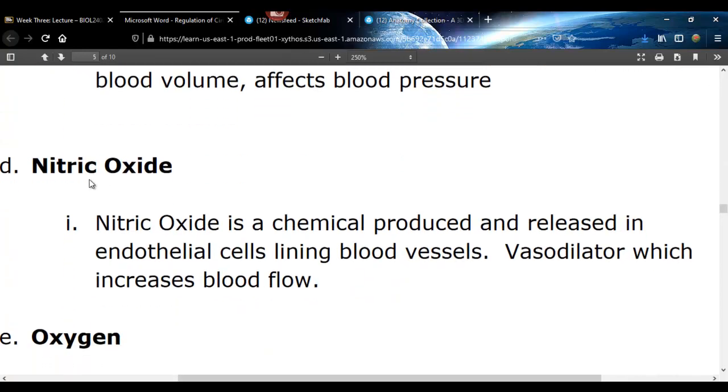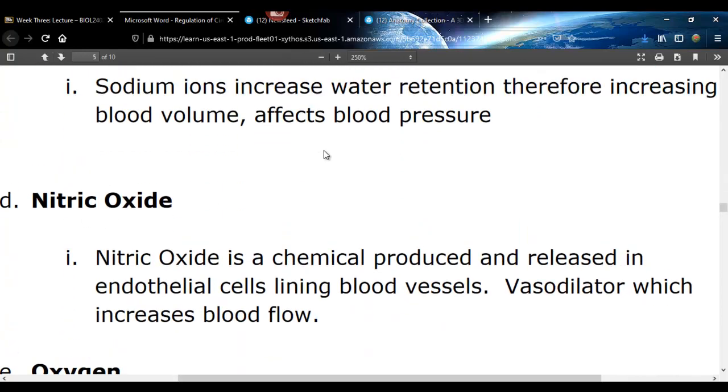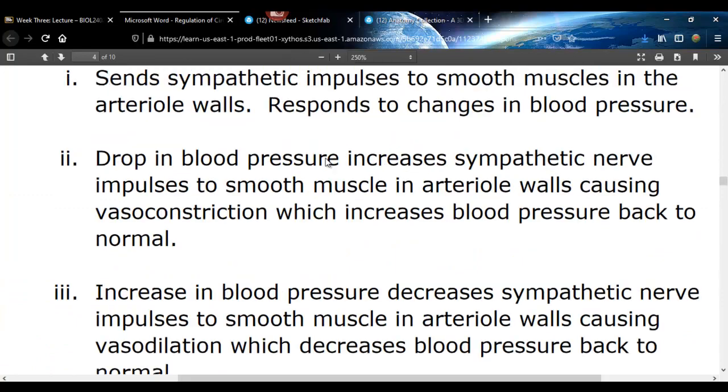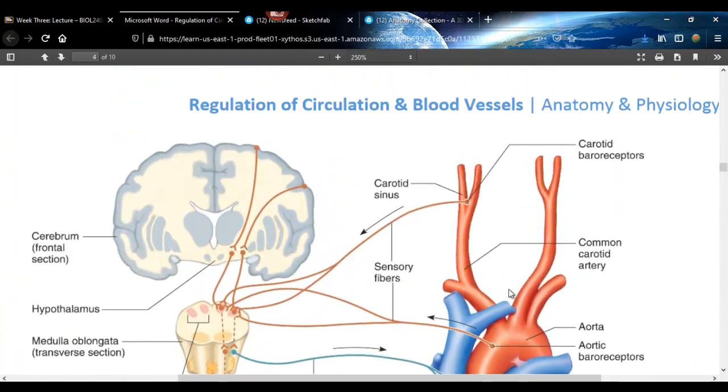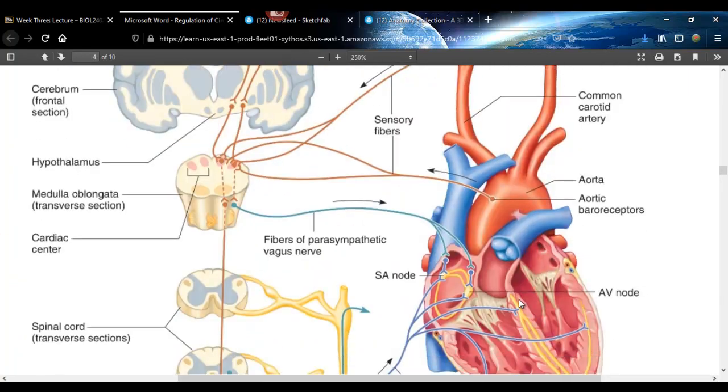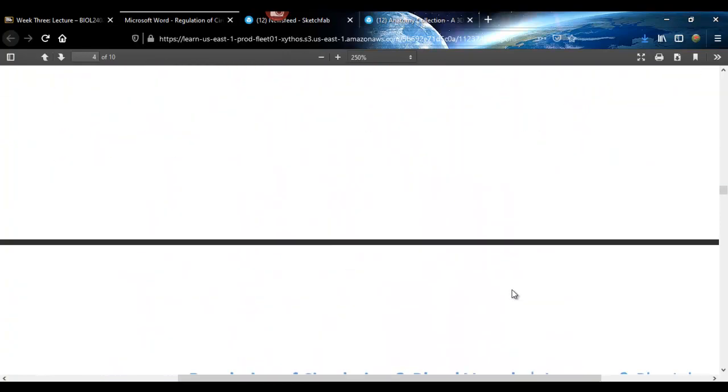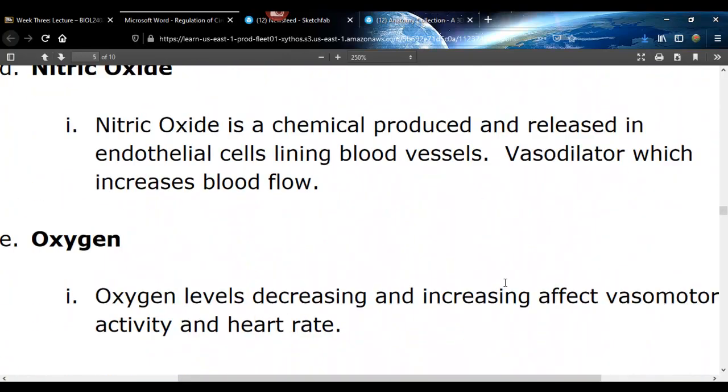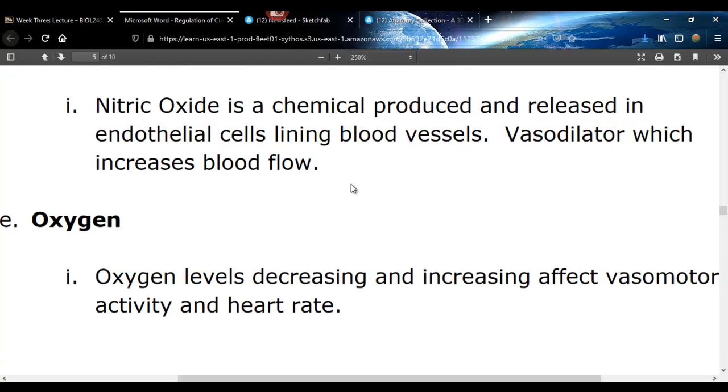Nitric oxide is a chemical that is released from these large vessels here in response to blood flow. It actually increases blood flow. So anyway, that's a pretty strong chemical.